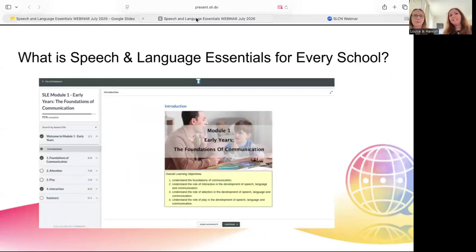So what exactly is the Speech and Language Essentials for Every School programme? Our mission really is to create a whole school culture where communication is everyone's responsibility, where SLCN support is embedded into the whole school day, and where schools are building inclusive classrooms accessible to all learners. We have designed an online platform that can be flexibly accessed in a way that suits your school, your role, and your children. This is for children from early years through to secondary age.